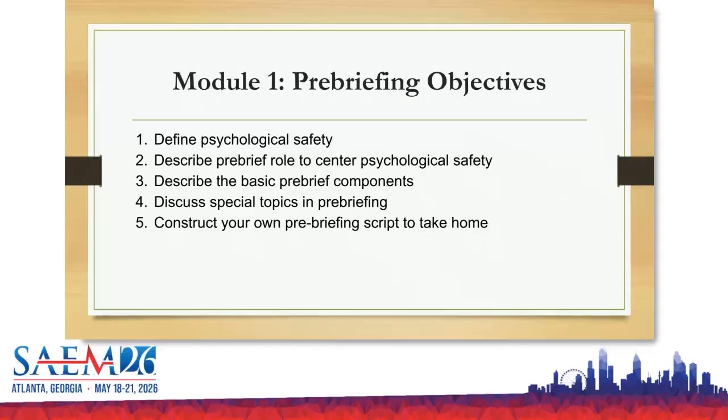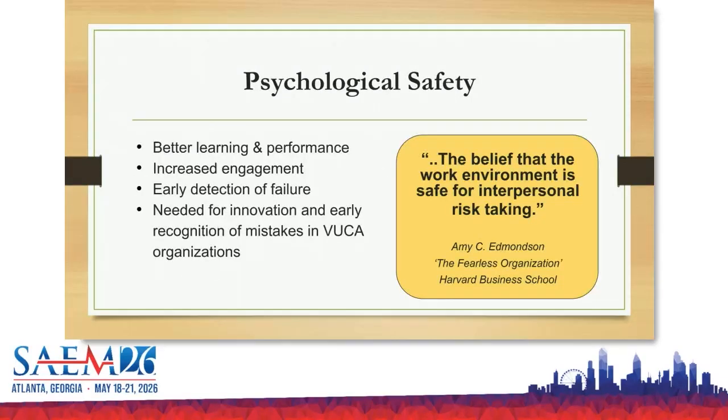I'm sorry, this is a bit far away from all of us, but hopefully you can see it. So I want to first get into what psychological safety is. And I take this definition from Amy Edmondson. If you're interested in this, her books are phenomenal. The most recent, The Fearless Organization, is where I get this definition. It's the belief that the work environment is safe for interpersonal risk-taking.